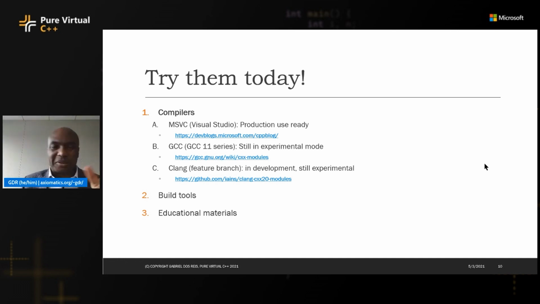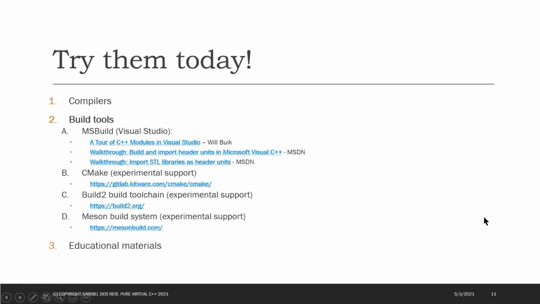So that is the situation today in terms of compilers. MSVC gives you a production-ready implementation. GCC has modules in GCC 11, which was released last week, but it's labeled experimental. So once you have your compiler, the next thing you want is how do I build programs with this new fancy feature? Well, for build tools, you have MSBuild, which has support for modules.